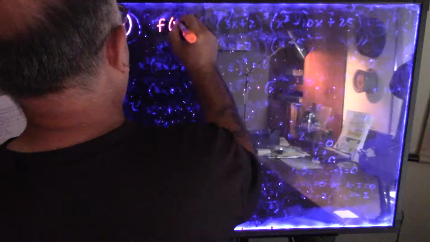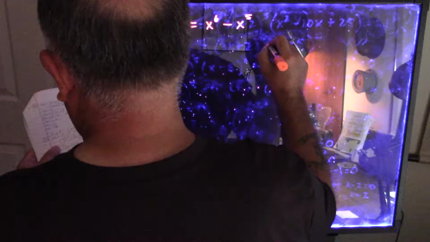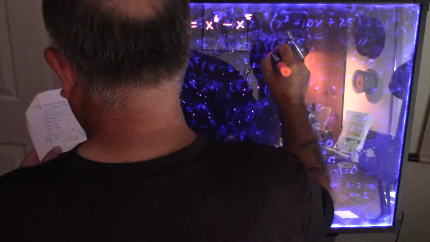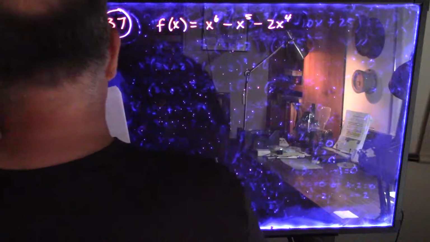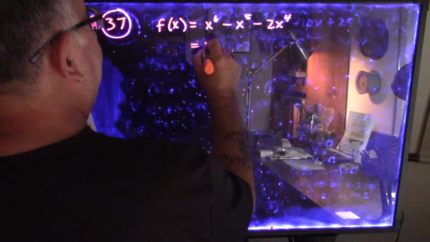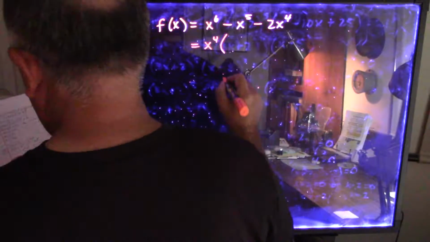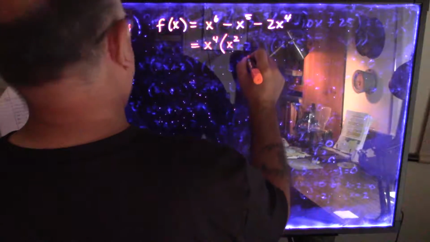Number 37. f of x equals x to the 6th minus x to the 5th minus 2x to the 4th. So we can get a common factor of x to the 4th out of these three terms, so we'll do that. And that's x to the 4th times the quantity x squared minus x minus 2.